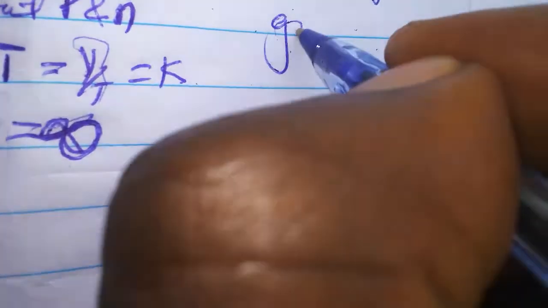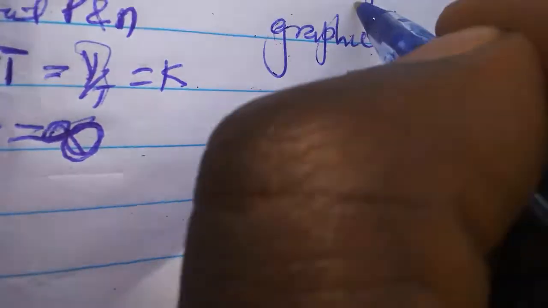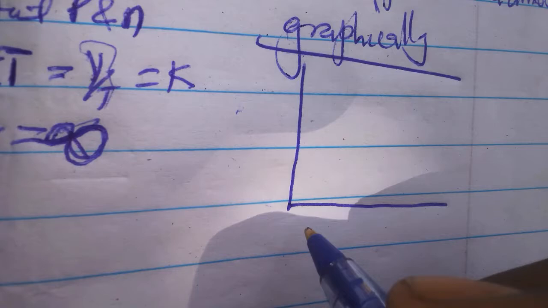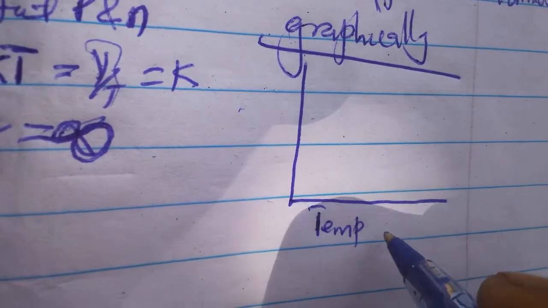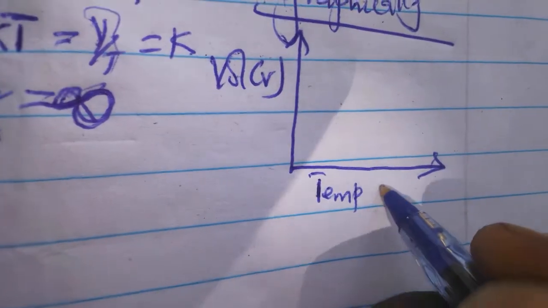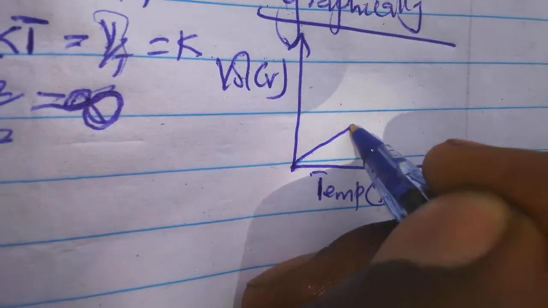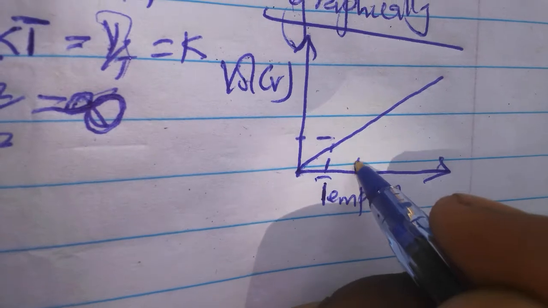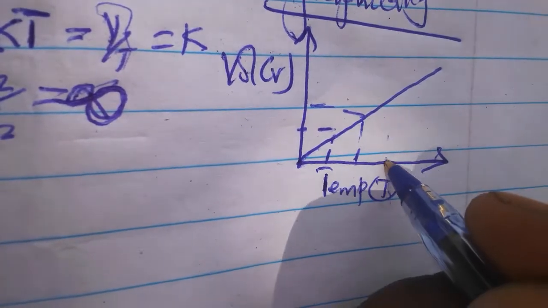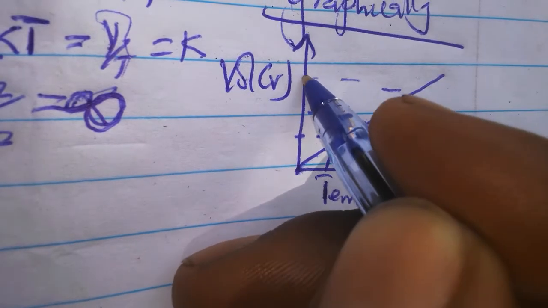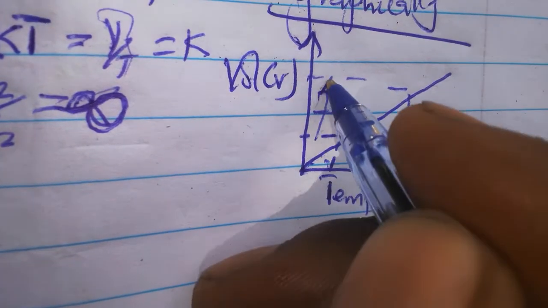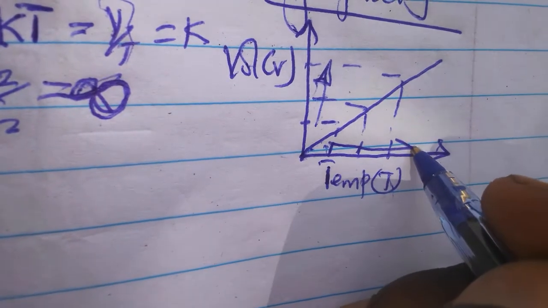So graphically, this is temperature, this is volume. So the graph starts from zero. As temperature increases, volume also increases. So at any point, as volume increases, temperature also increases.